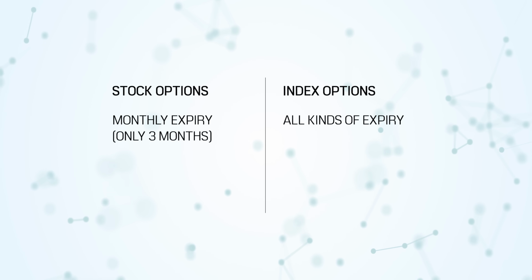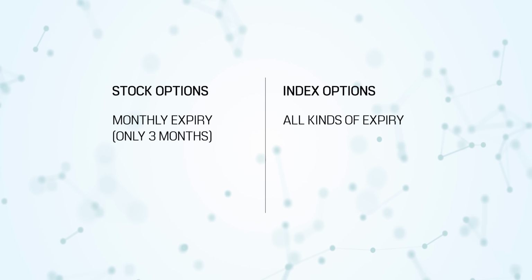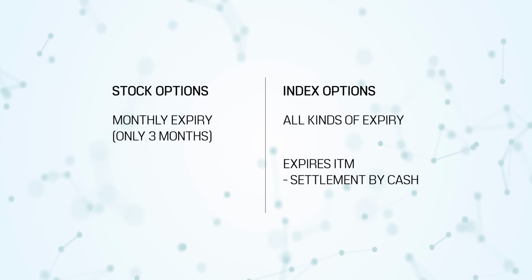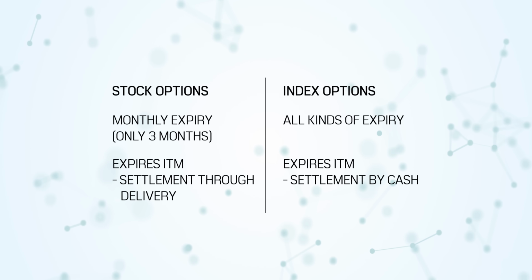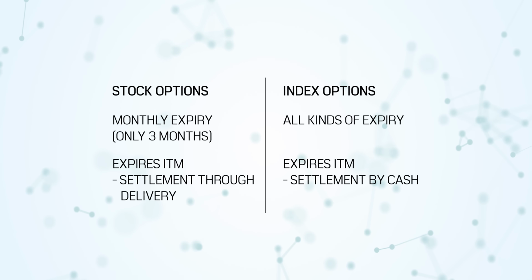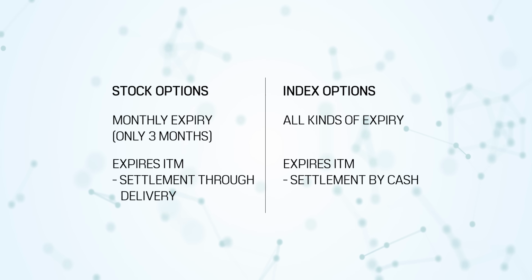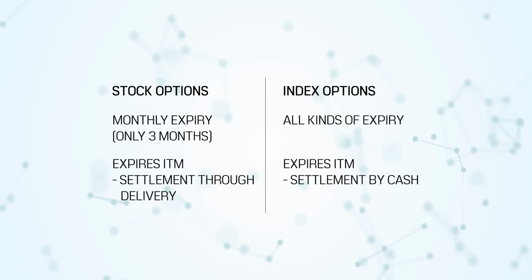And for index options, even if it closes in the money, the settlement happens by cash. Whereas for stock options, if it expires in the money, the settlement happens through delivery. So unless you are ready to take delivery or you are ready to give delivery, do not trade in stock options. So I hope I made things very clear.